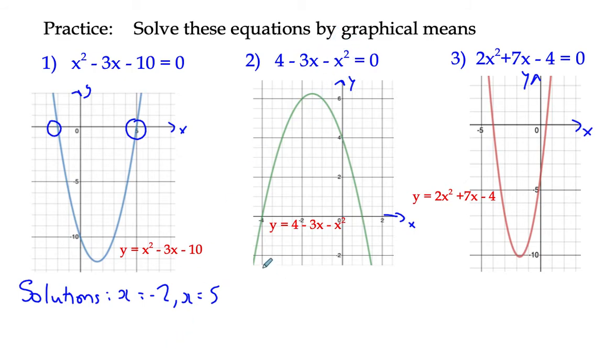For the second one, you notice that we've got a maximum value here because it's a negative x squared. We've got a frown, but we can still read off the solutions in the same way. So when x is -4, the y coordinate is 0. So -4 is a solution. And when x is 1, then we also have a solution. And of course we can check that by swapping 1 into the original equation. 4 minus 3 times 1 is 3. 4 minus 3 is 1. Subtract 1 squared does give us 0. So that's a solution.